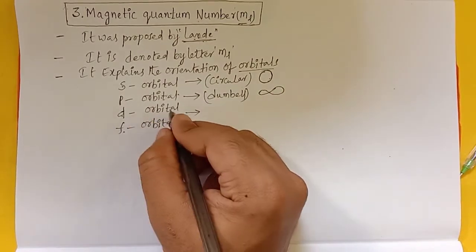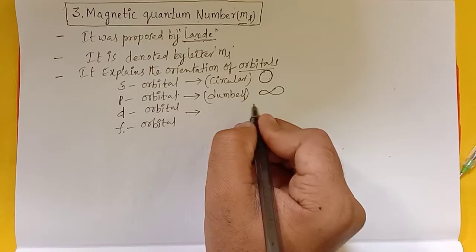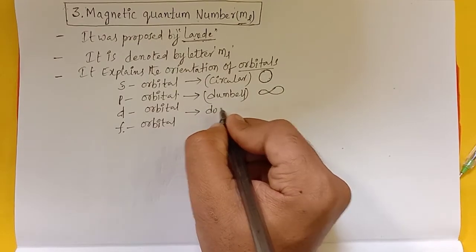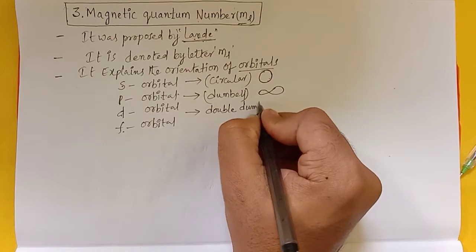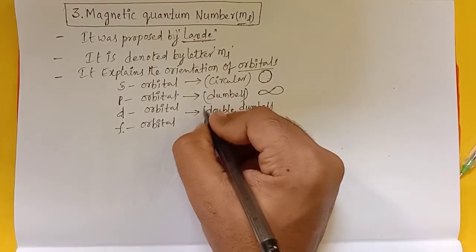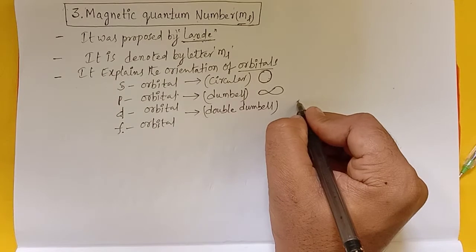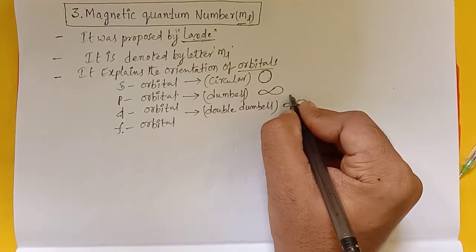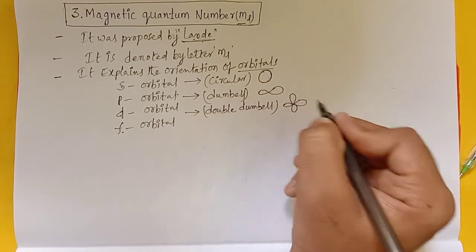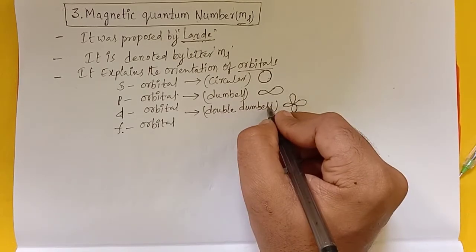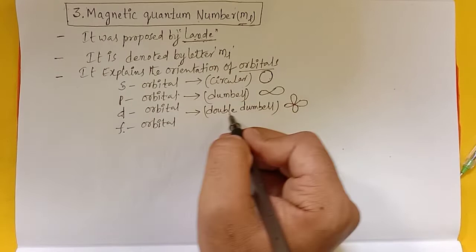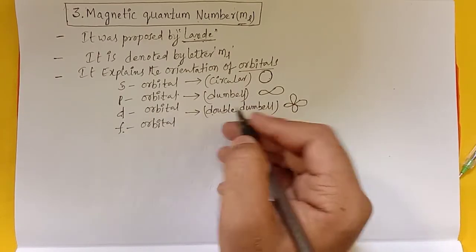And what about the D orbital? The D orbital has a double dumbbell shape. Double dumbbell means we take one dumbbell shape and add one more dumbbell shape. How many dumbbell shapes are there? 1, 2. So the D orbital has which shape? Double dumbbell shape.